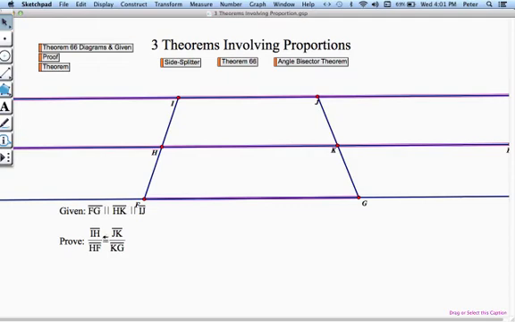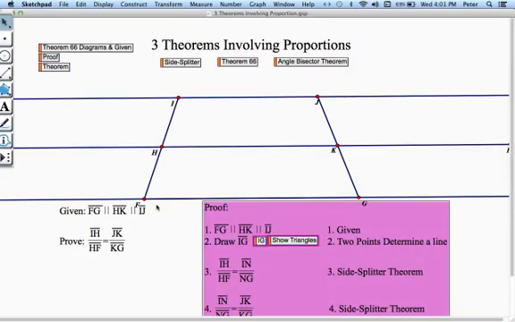And we want to prove that IH, the segment on top, to the segment on the bottom, HF, is equal to JK, the segment on top, to the segment on the bottom, KG. All right, again, let's take a look at how we prove it, not to memorize it, but just so we can understand the theorem better.